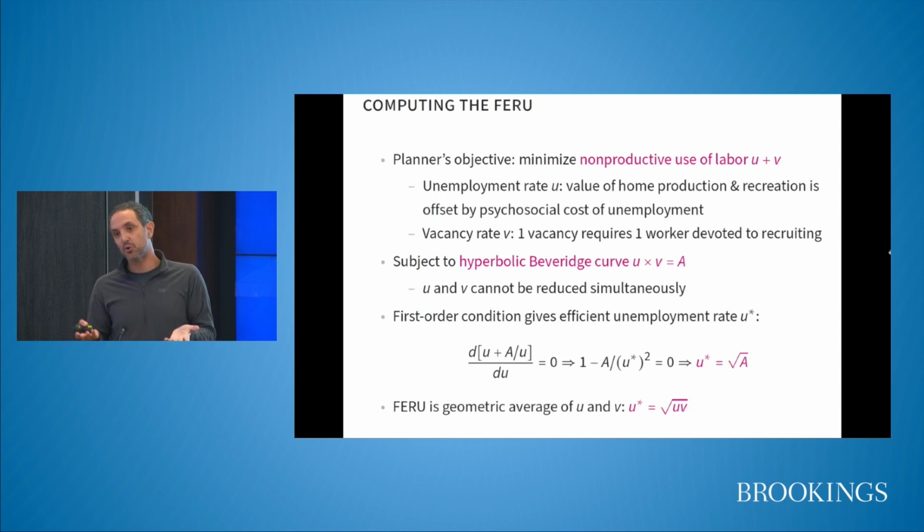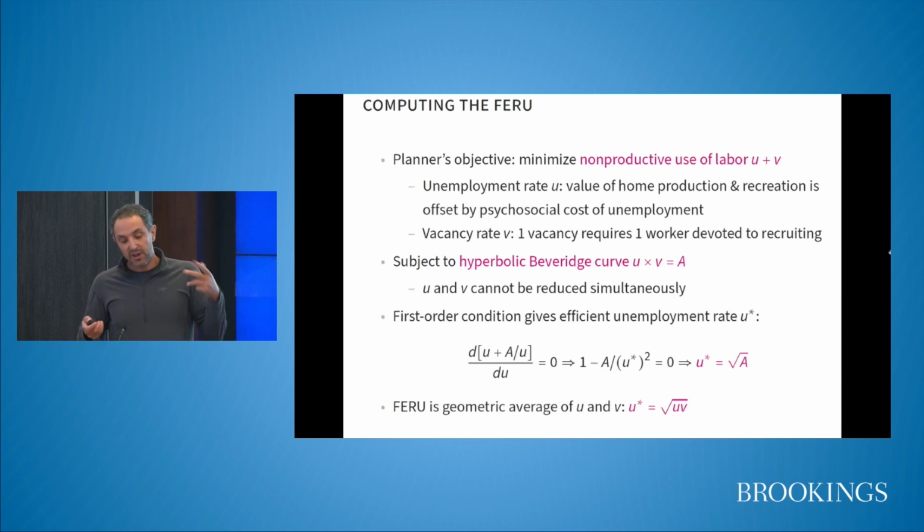And then, because we want a rule that's very easy to use for policymakers, we don't want to have A in there. But we know that A is always equal to U times V, so you can take A out, put U times V in there, and you get that the FERU is a geometric average of the unemployment rate and the vacancy rate. So that's where this formula comes from.